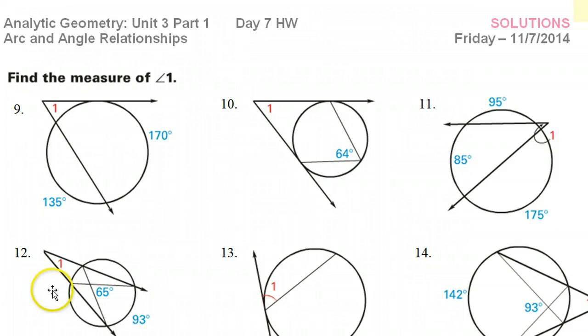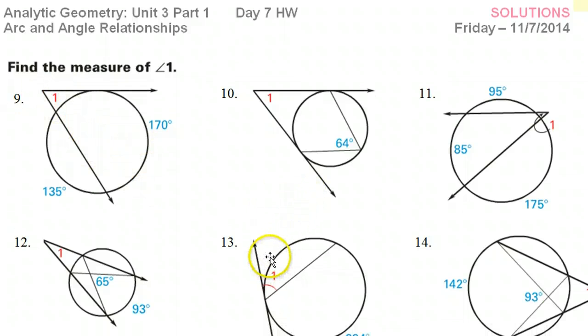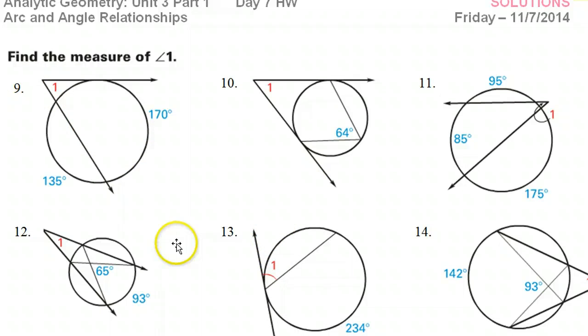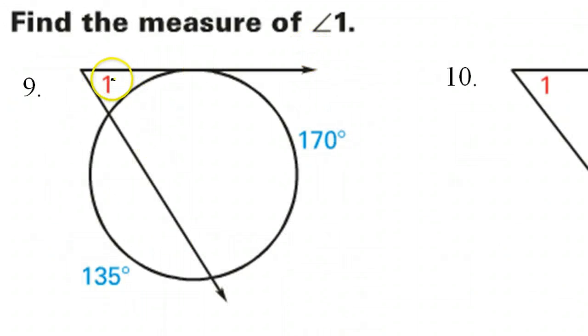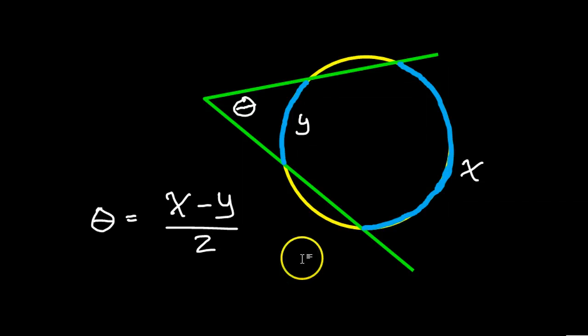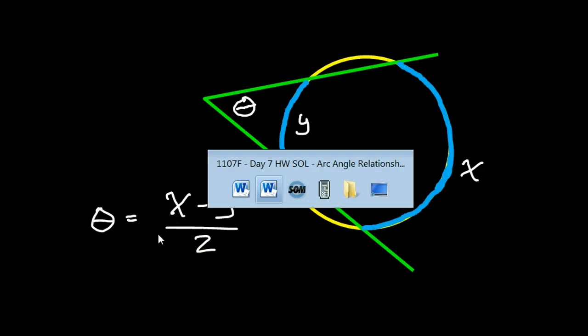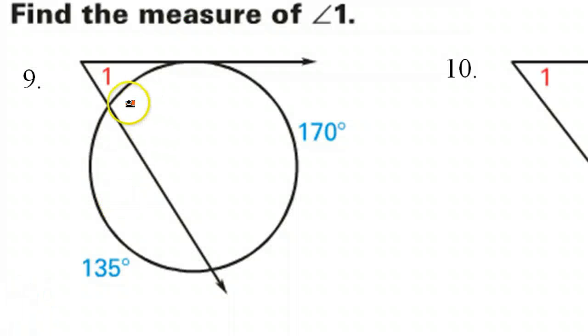Alright, this is part 2 of our lesson on the relationship between arcs and angles. Here we go. I'm looking for the measure of angle 1. Which formula am I going to use? This one. When the angle is outside the circle, the angle is equal to the big arc minus the small arc divided by 2. So, I see angle 1 that I'm supposed to find right there.